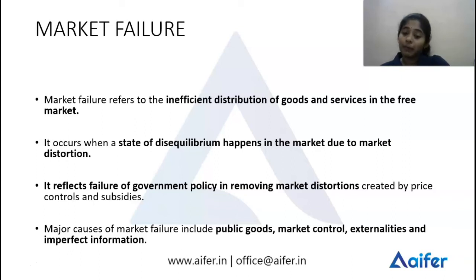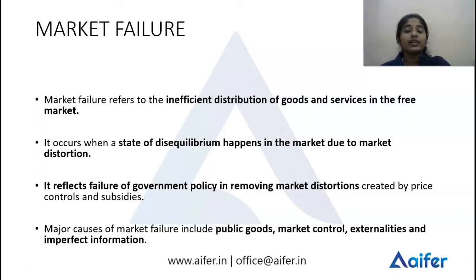And then we will study about the major causes of market failure. Actually, we have already learned about some of them. That is public goods, we have already seen. Then market control, which means monopoly power, the abuse of monopoly power in the market. Then there will be externalities. We will be dealing with externalities in a very detailed way.